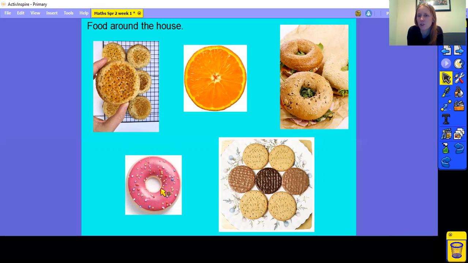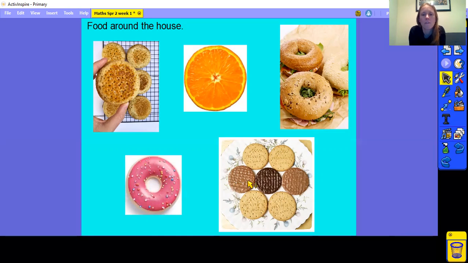Oh, here is a donut. The donut has one curved side that goes all the way round, so it is a circle. It also has a circle in the middle, just like the bagel did.